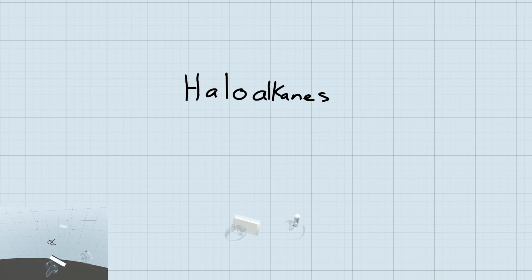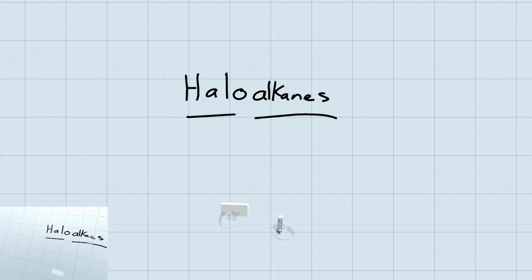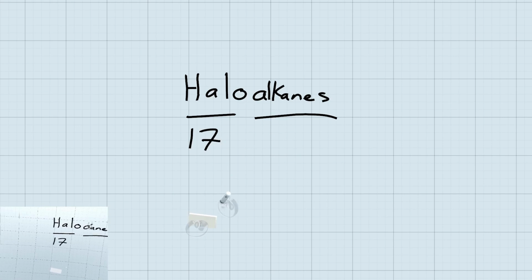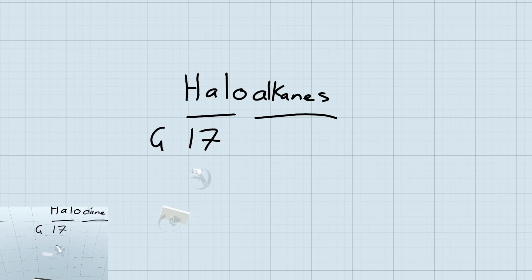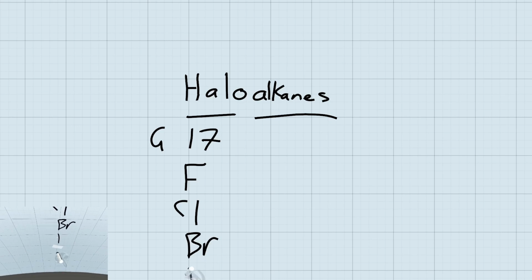Right, hello everyone. I wanted to make a small little lesson on haloalkanes. So haloalkanes are any halogen that is attached to an alkane. So what is a halogen? A halogen is anything in group 17. This includes things like chlorine, bromine, and iodine, and then astatine, that is just trash.